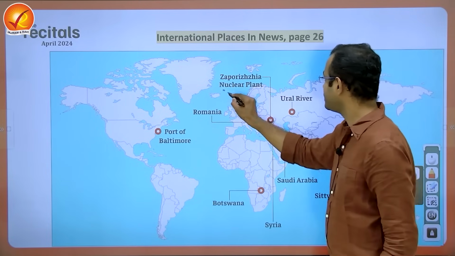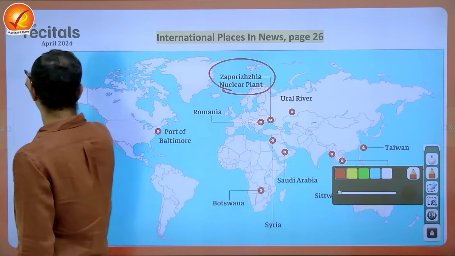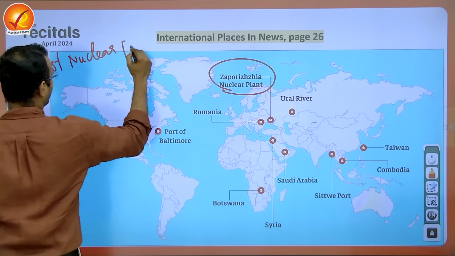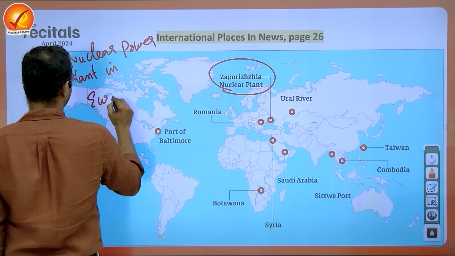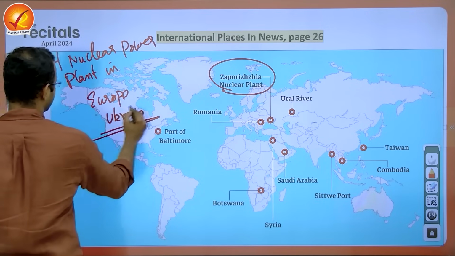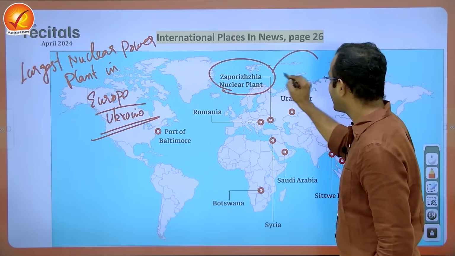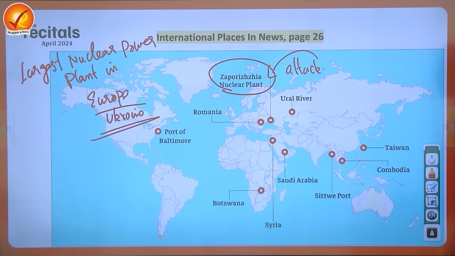Moving further, Zaporizhzhia nuclear power plant, which is the largest nuclear power plant in Europe, present in Ukraine. But it has been under the control of Russia since 2022, and it has been attacked again in the middle of the war that has been taking place. So it's been in news.